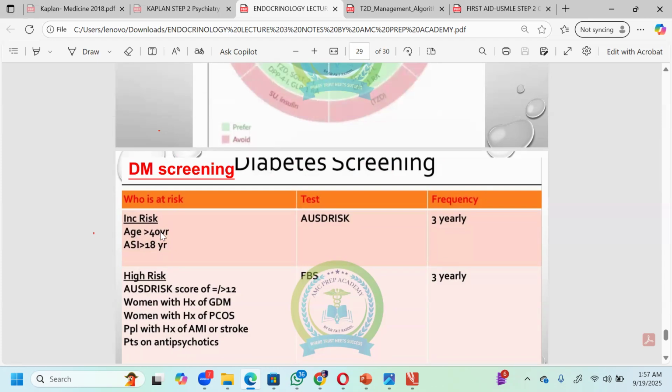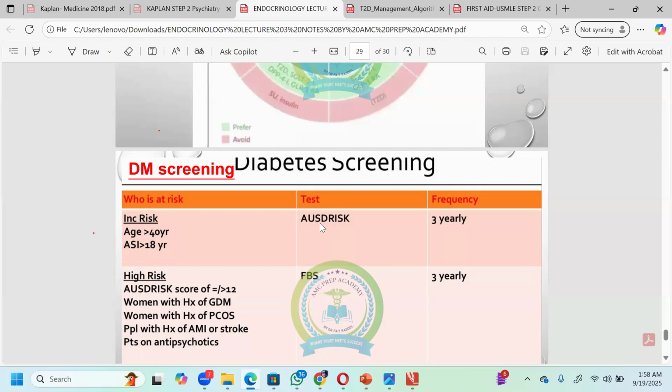Normal population age greater than 40 years. Island population or aboriginal population greater than 18 years. We will start screening from 18 years, but other population we will start screening from 40 years. And the test we will do is the AUSDRISK score, repeated every 3 years.